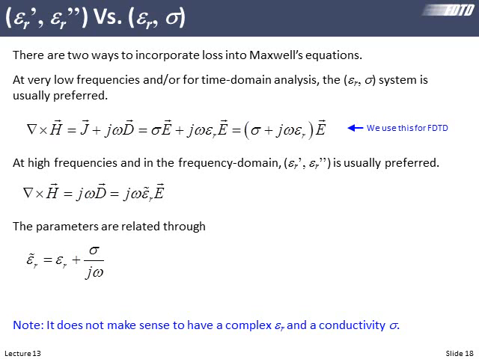Another thing we need to identify is that there's two different conventions for changing your material parameters to incorporate loss. In one convention, we just have a complex permittivity, and that works great for frequency domain models. However, in time domain models, complex numbers aren't something we want to deal with. So instead, we'll adopt a purely real permittivity and a purely real conductivity. And in fact, the two are related.